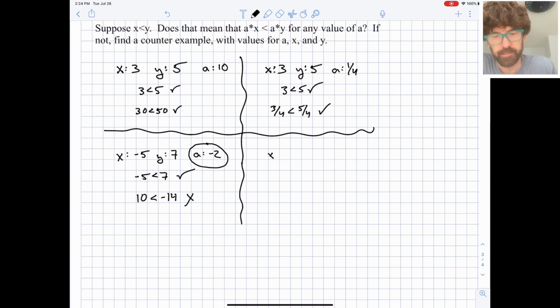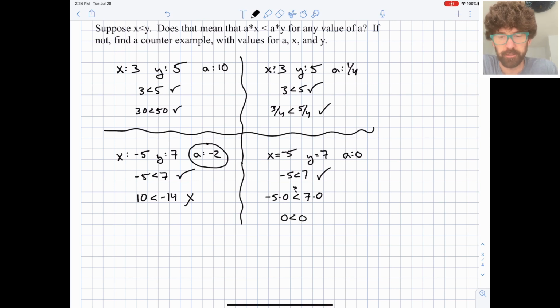So we have x is negative 5 again, and y is 7. And let's have a be 0. And so negative 5 is less than 7. That still checks out. And negative 5 times 0, we're curious, is that less than 7 times 0? Is 0 less than 0? No, it's not. 0 is equal to 0. So that doesn't work either.